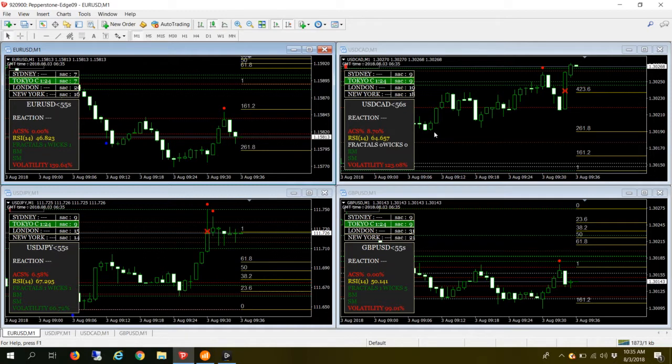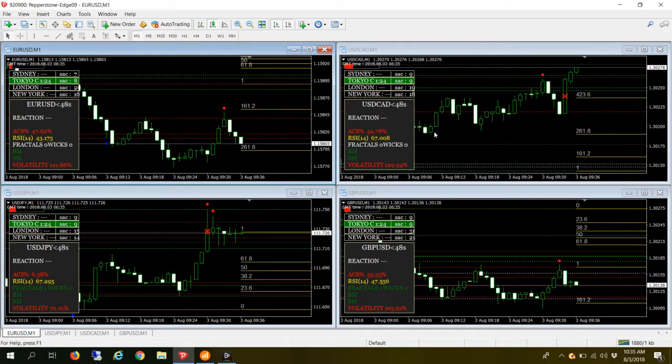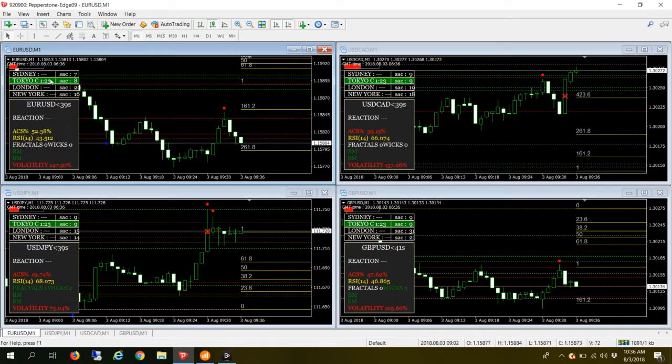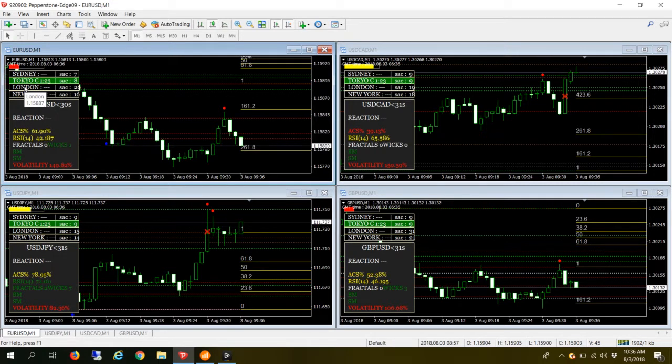We have got support and resistance levels already predefined. We have got buyer's momentum, seller momentum, volatility in the pair, and we have got RSI. What is the RSI? And we have got the timesheet as well, and which market is currently open.